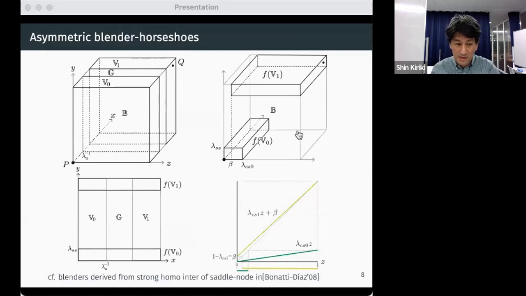Note that such an asymmetric condition cannot be fulfilled if the slopes of the center direction are close to the identity. Therefore, such an asymmetric blender horseshoe might be C1 away from the usual blender, which can be derived from a heterodimensional cycle via strongly homoclinic intersection of the saddle-node by an arbitrarily small perturbation, provided by the paper of Bonatti and Díaz 2008. This means that what I am describing now is not immediately applicable to any heterodimensional cycle study by Bonatti and Díaz. Can you detect such an asymmetric blender from any heterodimensional cycle? This problem may be related to the ongoing project with Lorenzo, as mentioned before.